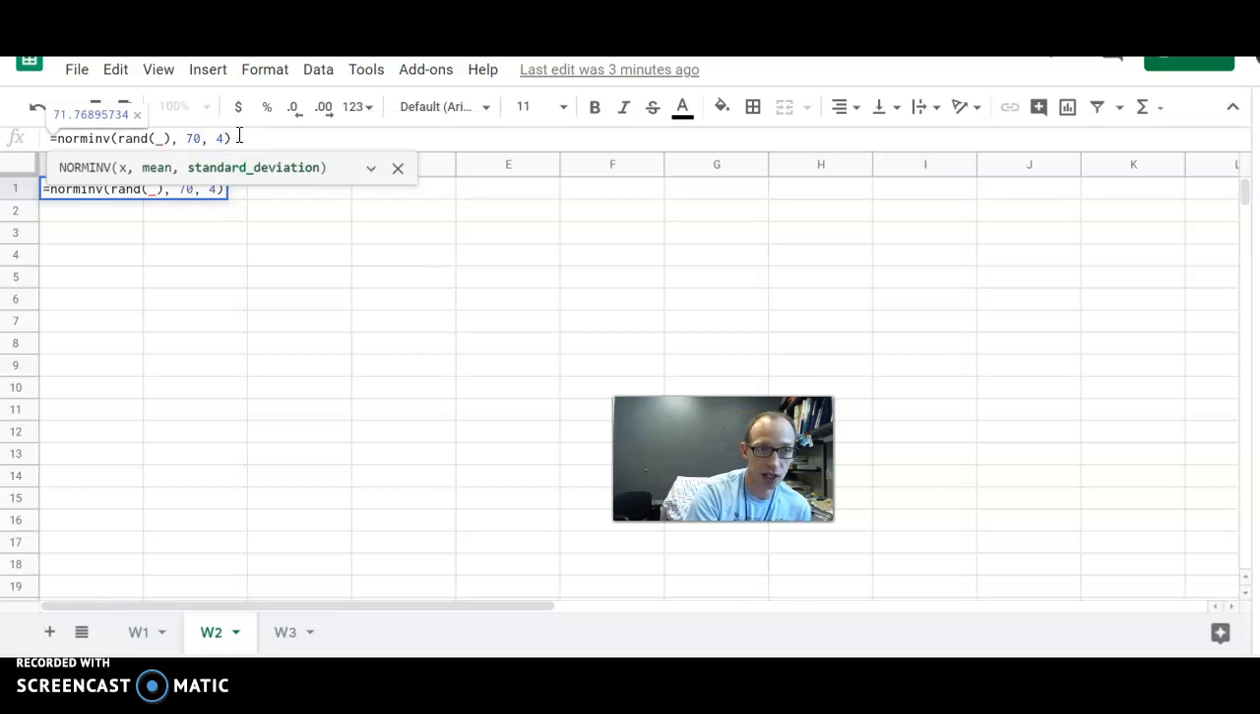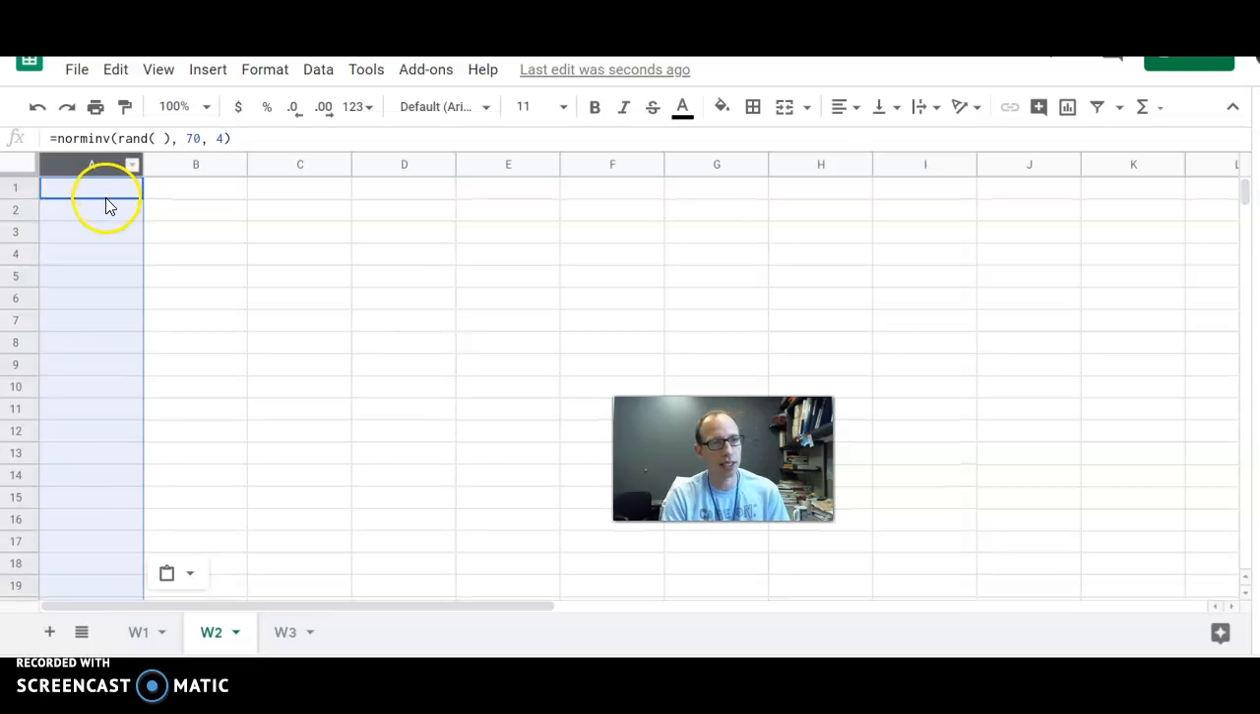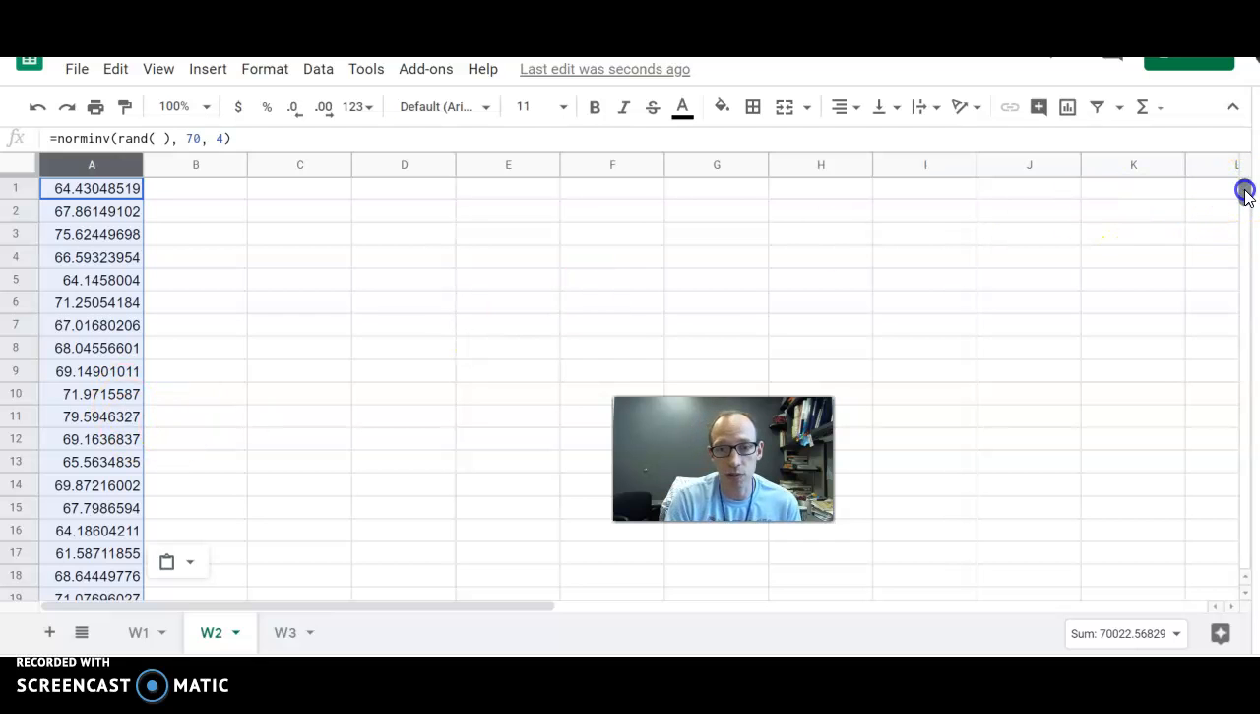So I'm going to generate a random data point. So right there's a randomly generated male height. And then I'm going to copy that to the clipboard, select the whole column, paste. And now I've generated 1,000 random male heights. So now I can quickly figure out where I fit into the scheme of things.